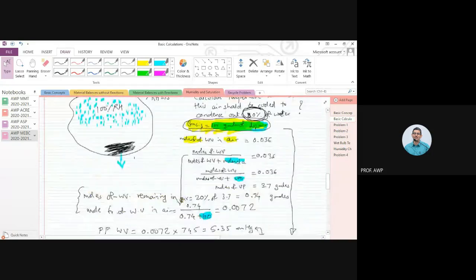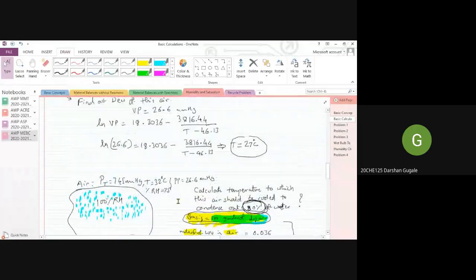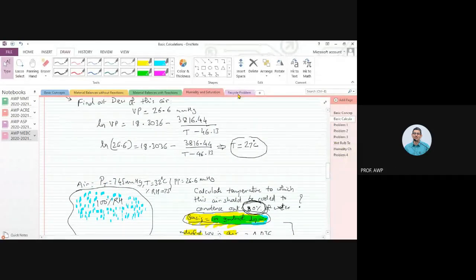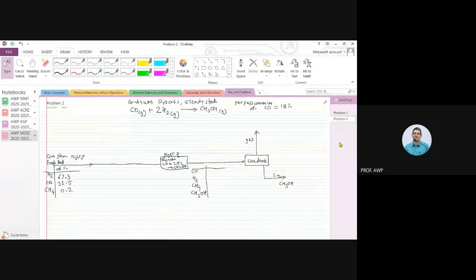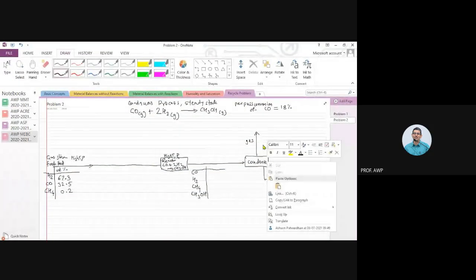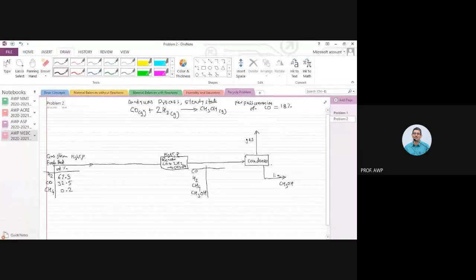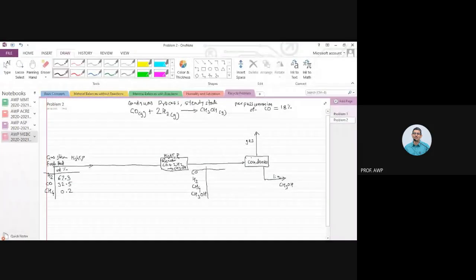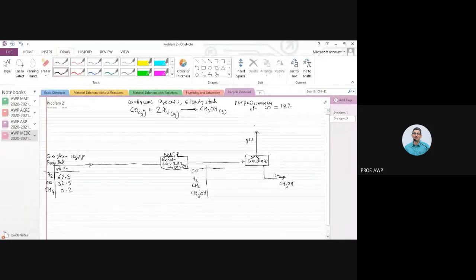What did we say about the air remaining? 100% RH. Right. So what can we say about this gas stream leaving the condenser? Suppose this condenser is at a temperature of 50 degrees centigrade. What can we say about the gas stream? 100% saturated. Means what? What can we say about the partial pressure of methanol in this gas stream?